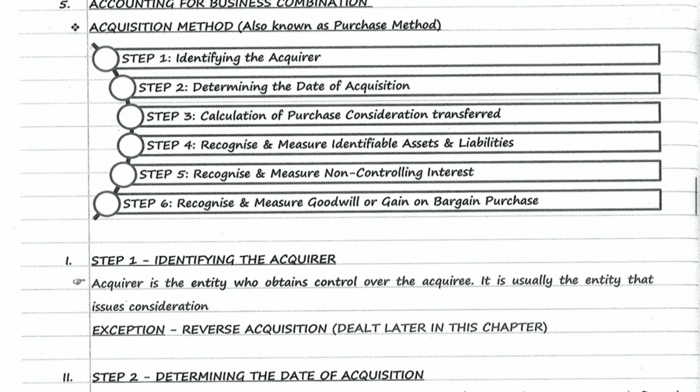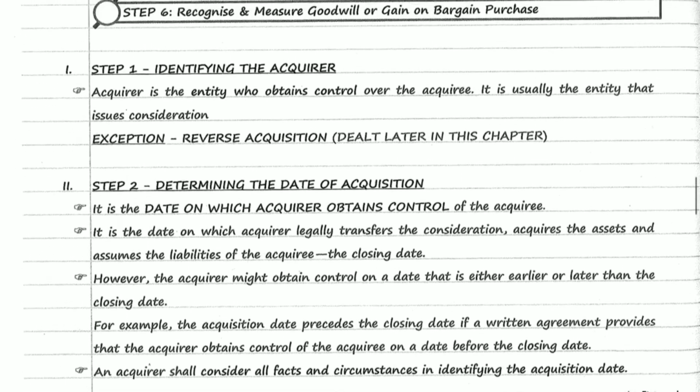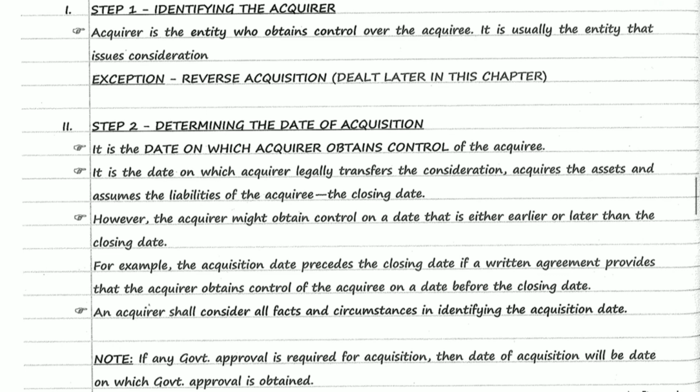Step number 2, determine the date of acquisition. Date of acquisition is the date on which acquirer obtains control of the acquiree. It is the date on which control is acquired by acquirer from acquiree. However, in certain cases, government approval is required for acquisition. Then date of acquisition will be the date on which government approval is obtained.